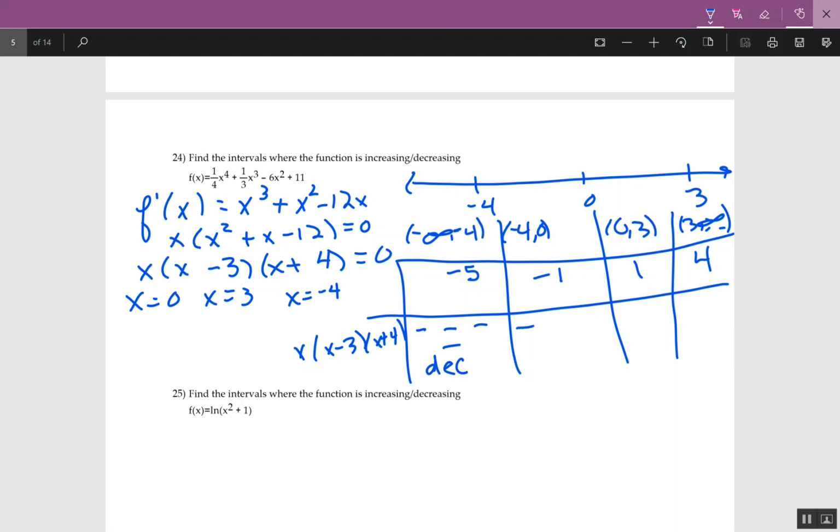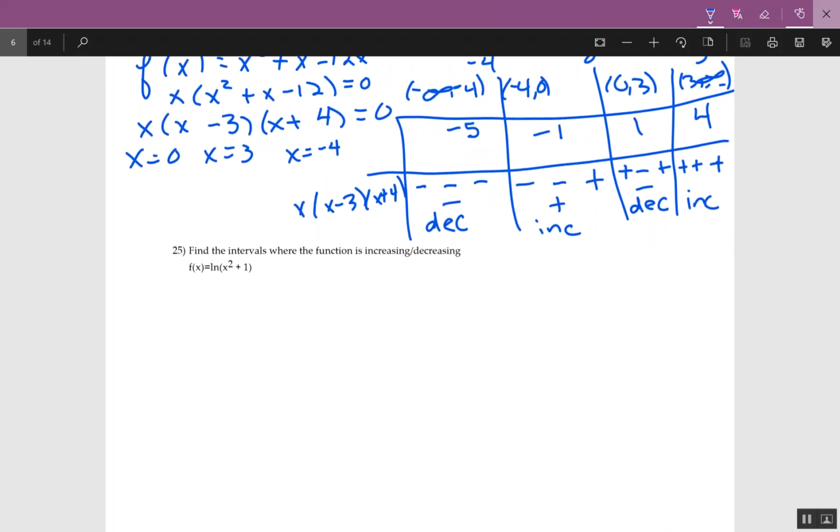So we're going to do this 3 more times. Negative 1, negative. Negative 1 minus 3, still negative. Negative 1 plus 4, positive. So 2 negatives make a positive, and my second interval is increasing. Moving on to the 1, 1 is positive. 1 minus 3 is negative. 1 plus 4 is positive. This 1 negative makes the whole interval negative, so this is decreasing. The last interval, 4 is positive. 4 minus 3 is positive. 4 plus 4 is positive, so we are increasing.